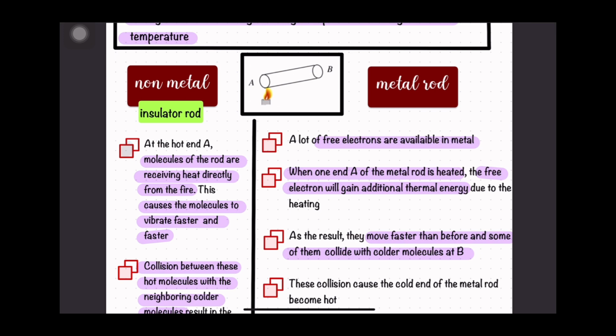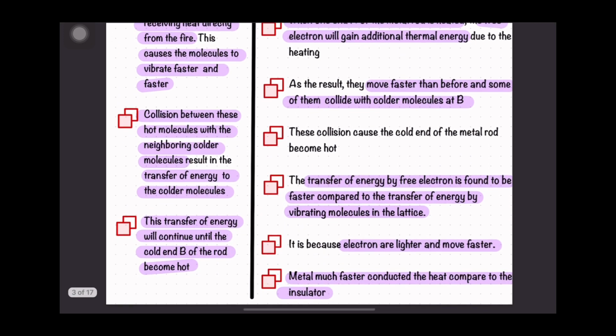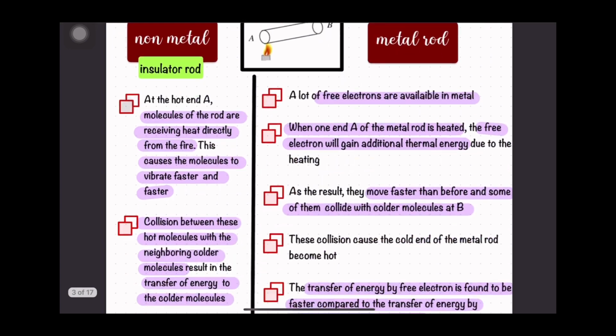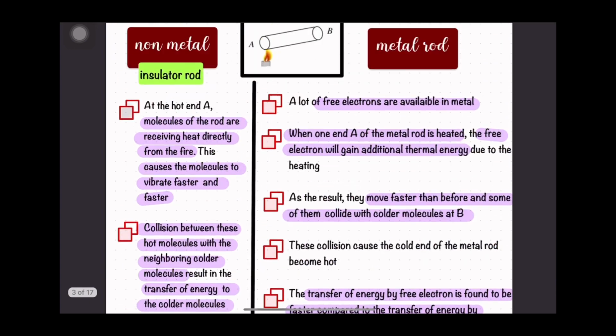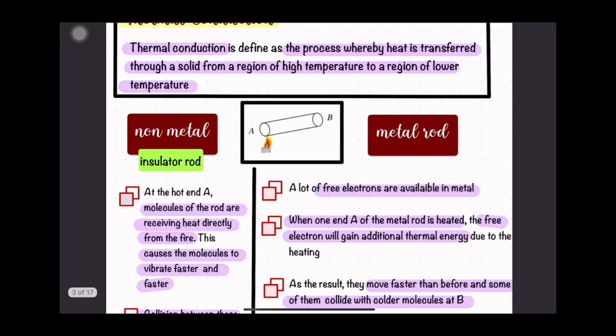Kayu tu akan panas juga, tapi lama lah nak panas dekat point B tu, dekat tempat you pegang. Okay, so itu maksudnya lagi lambat dia panas, maksudnya dia bukan konduktor haba yang baik lah. Okay, dia adalah penebat yang baik. Maksudnya transfer energi lambat. Okay, so contoh non-metal, glass, kaca, wood, kayu. Okay, kalau untuk metal rod, contoh dia steel, iron, aluminium, macam itulah.